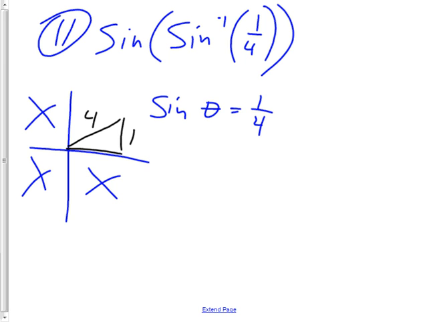Now, do I need to know the third side for this one? No, because they're not asking me like cosine or tangent or anything. So if I don't ever need the adjacent, I don't need to go figure it out. So now I've got my triangle drawn right, and now I just have to do sine in that triangle. Sine is opposite over hypotenuse, which is 1/4. So this is one of the kind where these would have canceled, and the answer is 1/4.